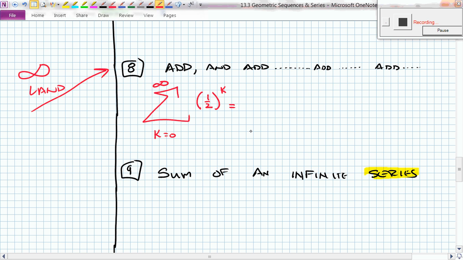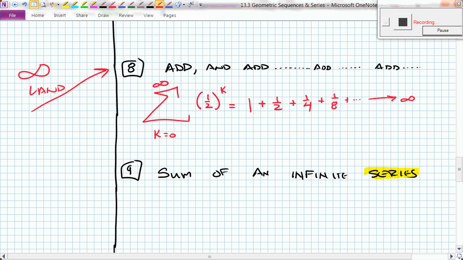What's the first term if I plug in a 0? 1. What's the second term? 1/2. What's the third term? 1/4. What's the fourth term? Isn't it 1/8? Okay. And then plus keep going and go all the way. In fact, never stop adding. What does that equal?